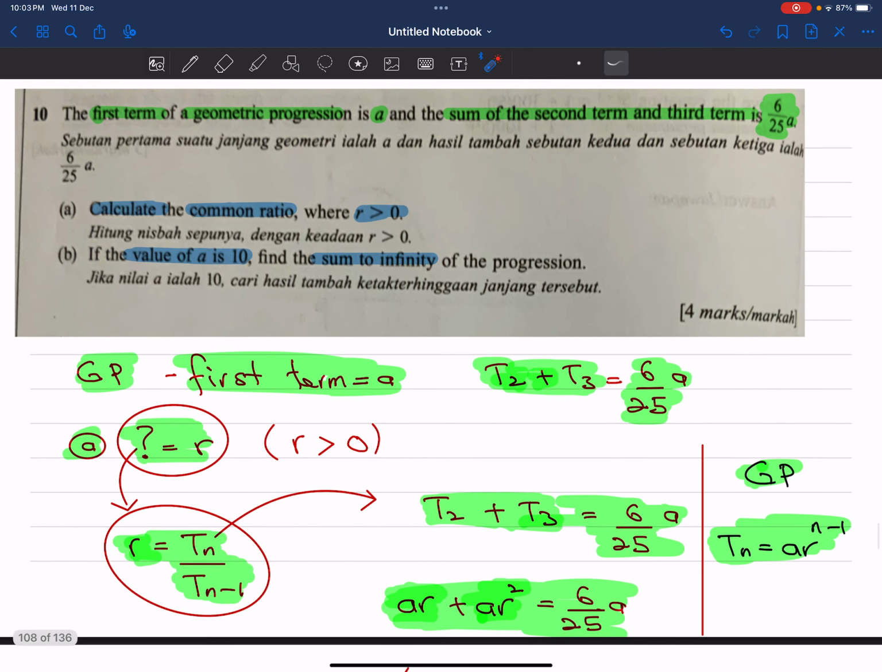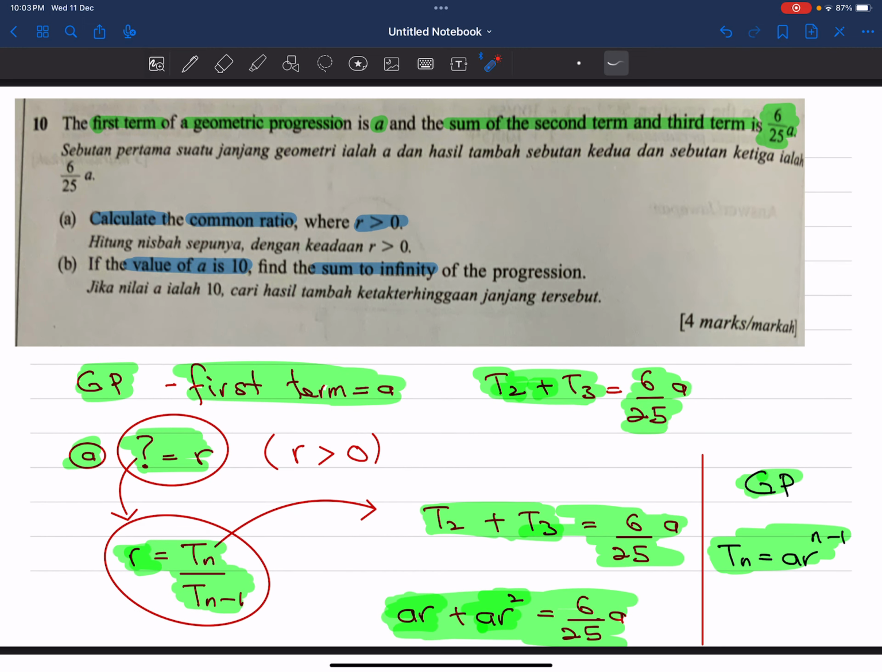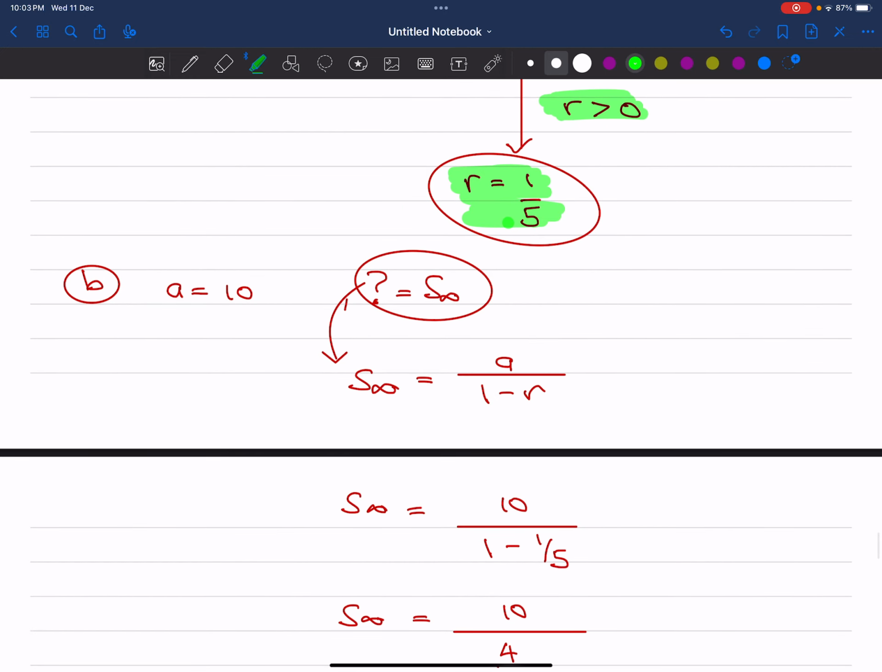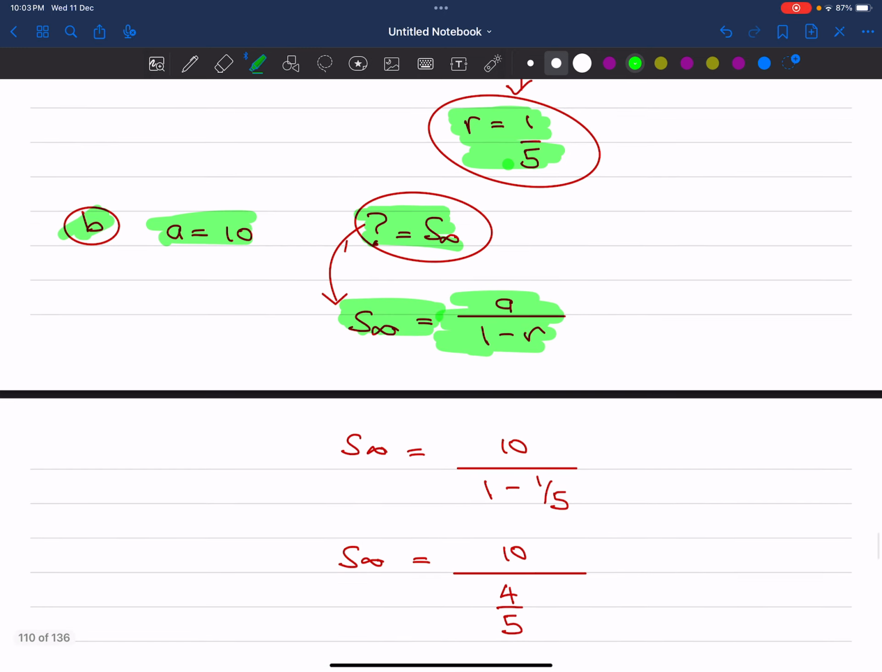Second part of the question, B. If the value of A is 10, find the sum to infinity. So now we go to part B. You're given A is 10. Find S infinity. As usual, start from what they ask. They're asking S infinity. I'm using the formula S infinity for GP, A over 1 minus R.